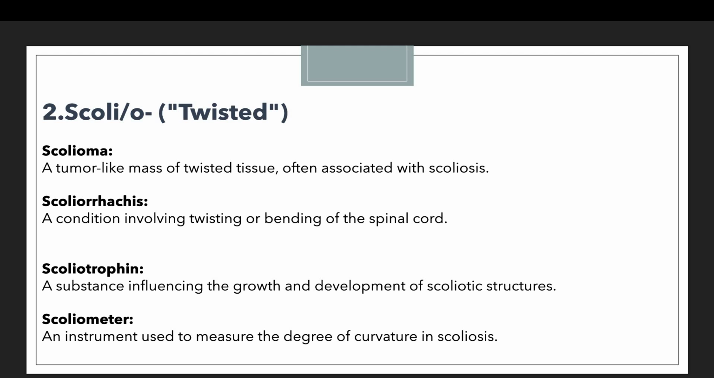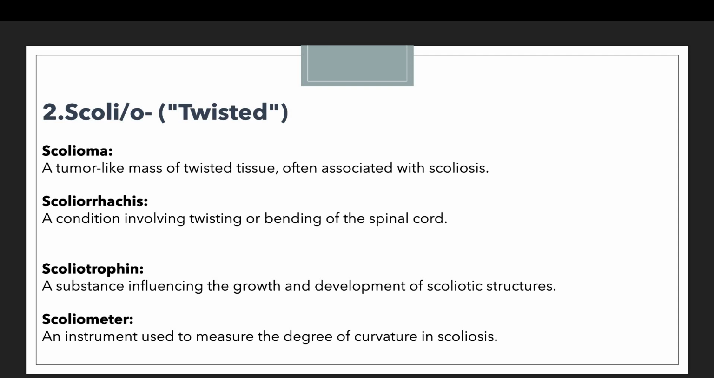Now, what is scolioraches? A condition involving twisting or bending of the spinal cord. So just assume a scenario where the spinal cord is bent, or you can say twisted. Such a condition we will refer to with the terminology scolioraches, which is composed with the prefix scolio.